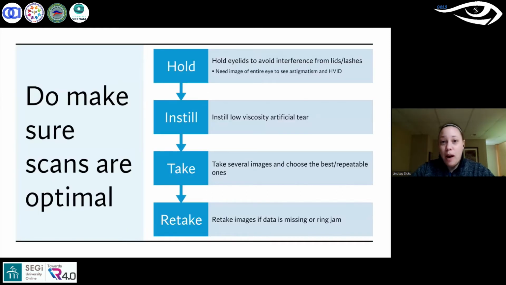So do make sure that you're doing everything that you can to get good topography scans, and that would involve making sure the eyelids are out of the way, and that you have a low viscosity artificial tear instilled if you need to help with that tear film. Take several images and choose the best ones. I think that's helpful also to determine if something is repeatable in the moment. And if you're getting any ring jam or missing data, don't be afraid to retake that image, because it may give you a better image than what you're working with presently.